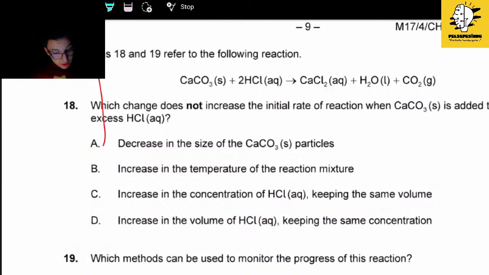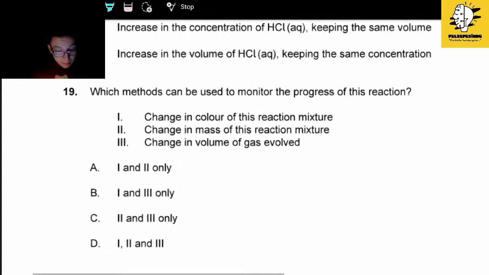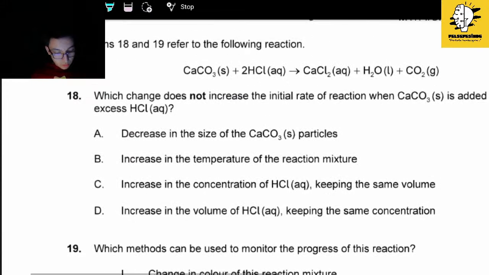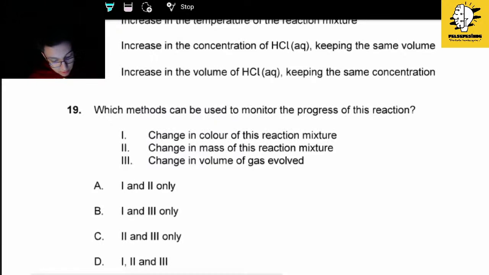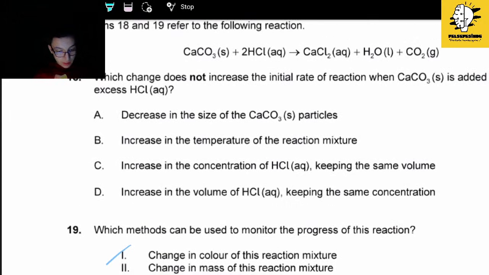I like this question as far as I remember. Which methods can be used to monitor the progress of this reaction? This is a good question, everybody. And we will say change in color of this reaction mixture. Change in color of this reaction mixture? No, there is no color change. There is nothing to change the color.